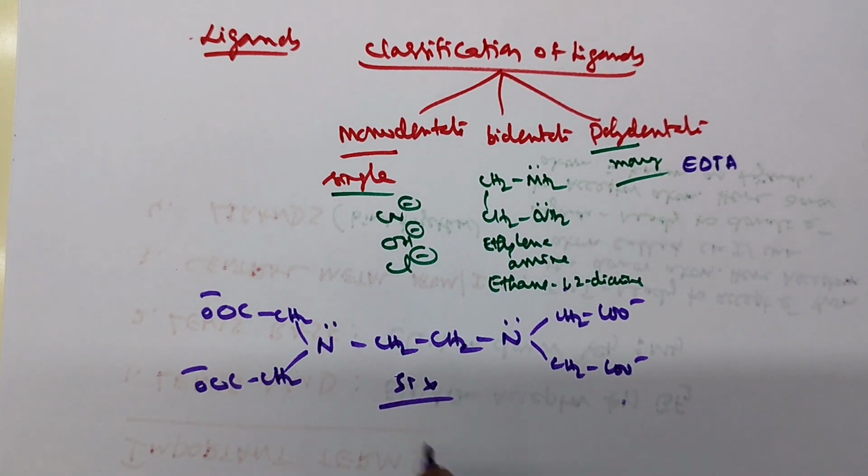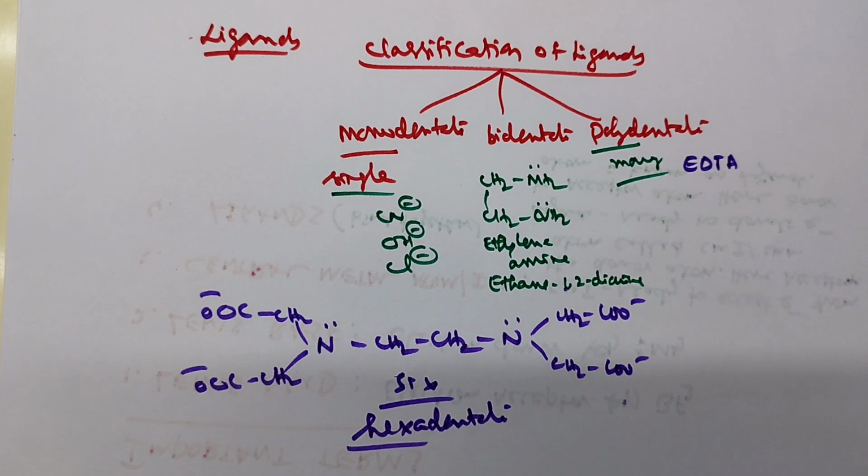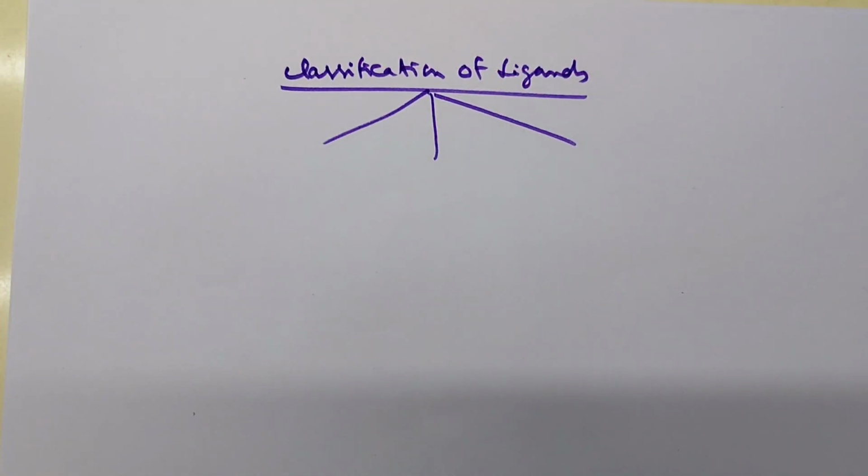Okay. We can call this what? Hexadentate. Hexadentate means 6 coordinating sites. Yes. Now we can see another way of classification of ligands.